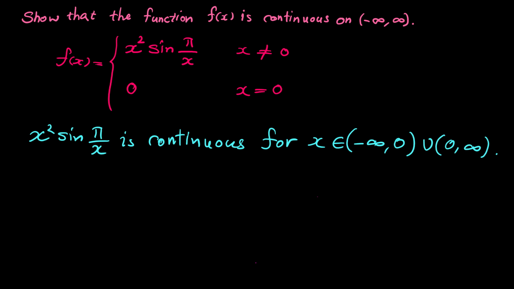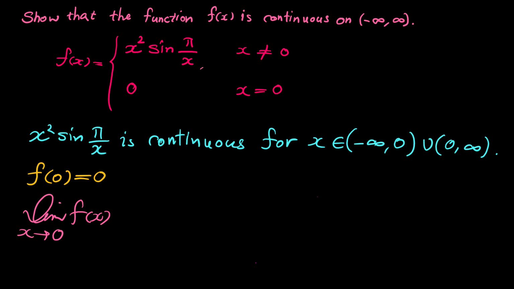Now we have to check the continuity of this function at 0. Remember the 3-step definition of continuity. A function is continuous at a point if, first of all, at that point it is defined. And as you can see, when x is 0, the function is 0. So f of 0 exists and it equals 0. So the function f has the first condition for continuity. It is defined at 0. Now we have to find limit of f of x when x approaches 0.